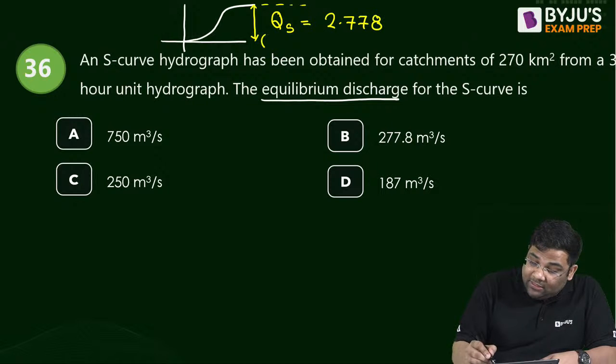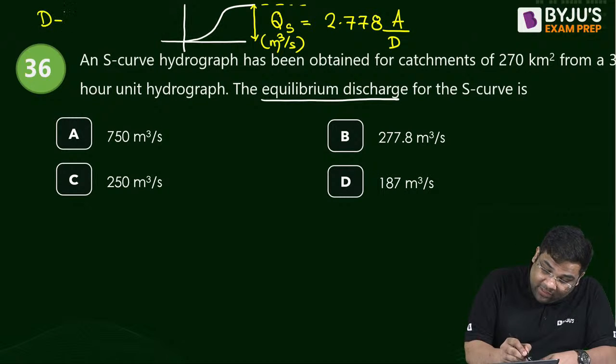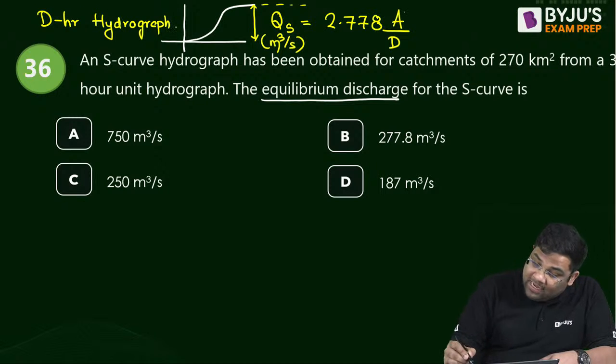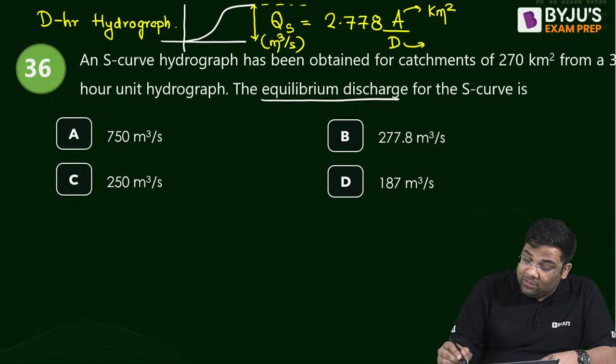2.778, and this will be in meter cube per second, area by the duration of the hydrograph. So if we have a D hour hydrograph, this is the formula, and this area will be in kilometer square. This is not an empirical formula, we derive it actually, but I am not deriving it here now, we have less time actually. This D is in hour.